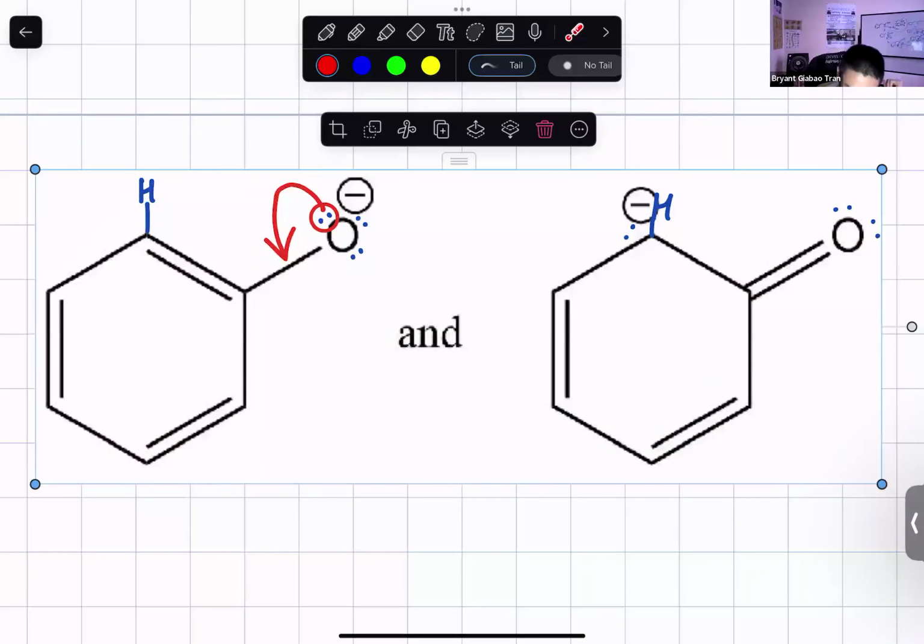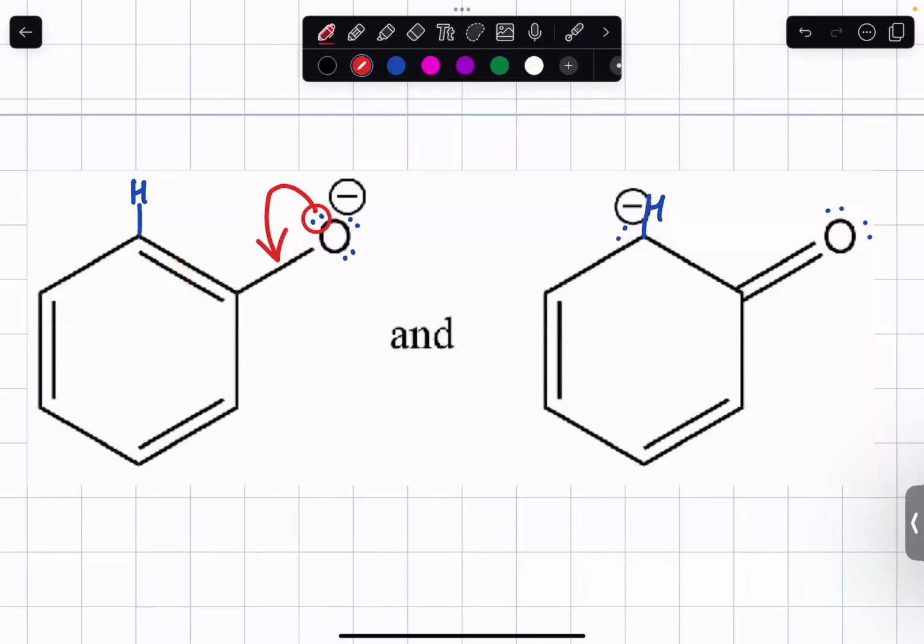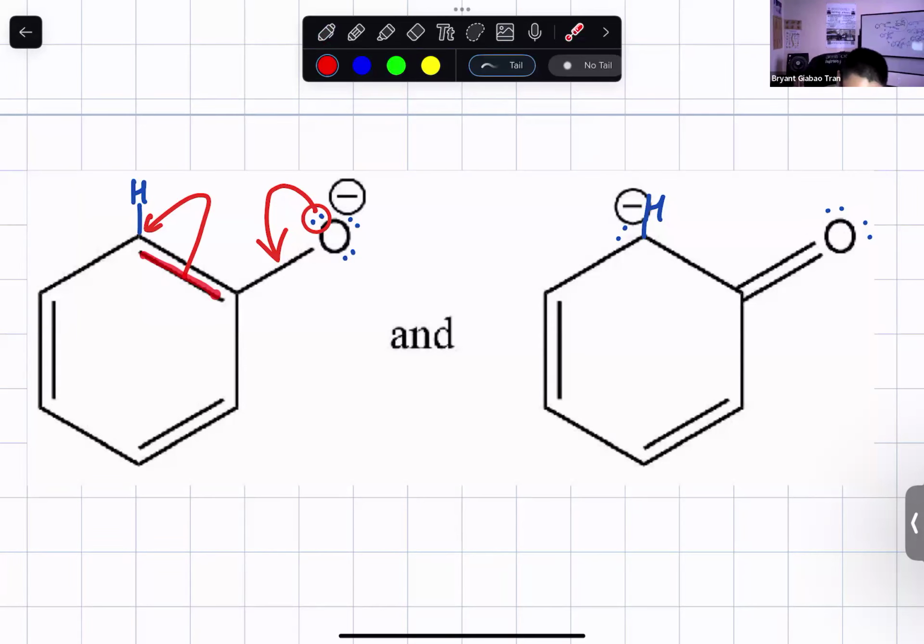What can we do to conserve the octet rule? What do we have to do to this bond here? Where can we move that bond? Move it to the carbon with the hydrogen. This bond right here has 2 electrons, and those 2 electrons are going to move to that carbon, giving that carbon a pair of electrons, which is that right there.